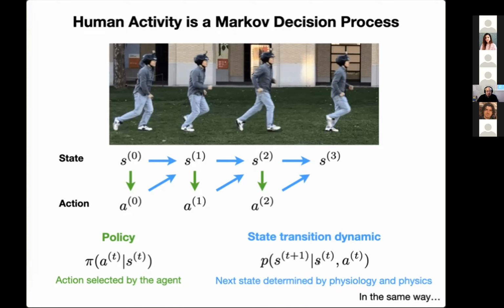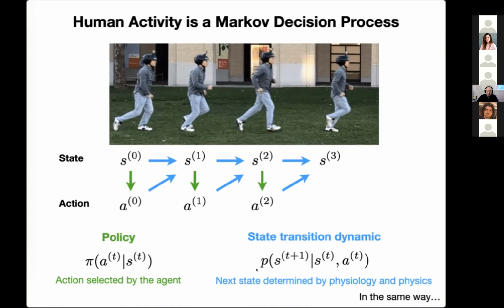This is going to depend on what state you're in, s_t, and what action you take. And so given those two, it's going to take you to the next state. And there's going to be some probability distribution defined over that next state. So this is called the state transition dynamic.